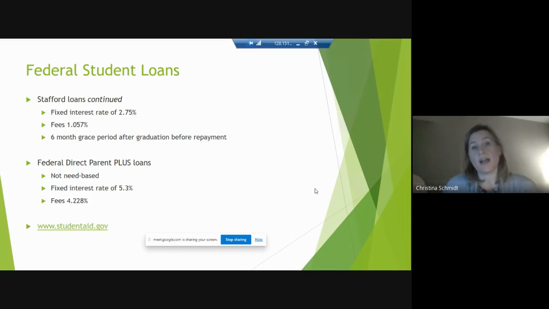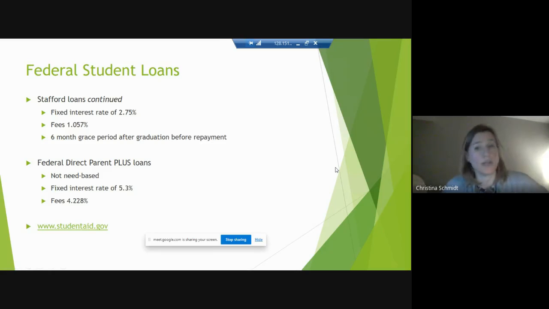The other federal loan option is for the parent to help cover the family's expected contribution portion of their tuition and fees and expenses. It is not need-based, and the current fixed interest rate for this year is 5.3%. Again, that rate will change on July 1st each year. And the current fees are just over 4%. After those are taken off, it would leave that remaining 96% or so toward helping the students cover their bill.